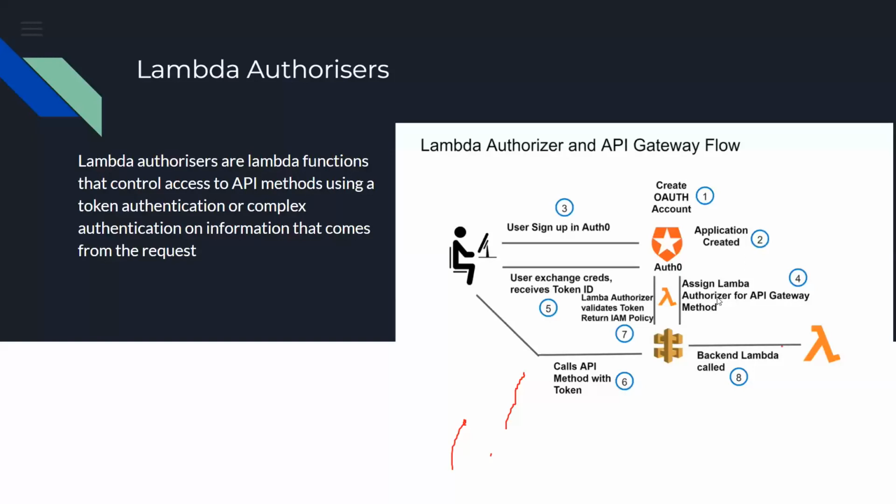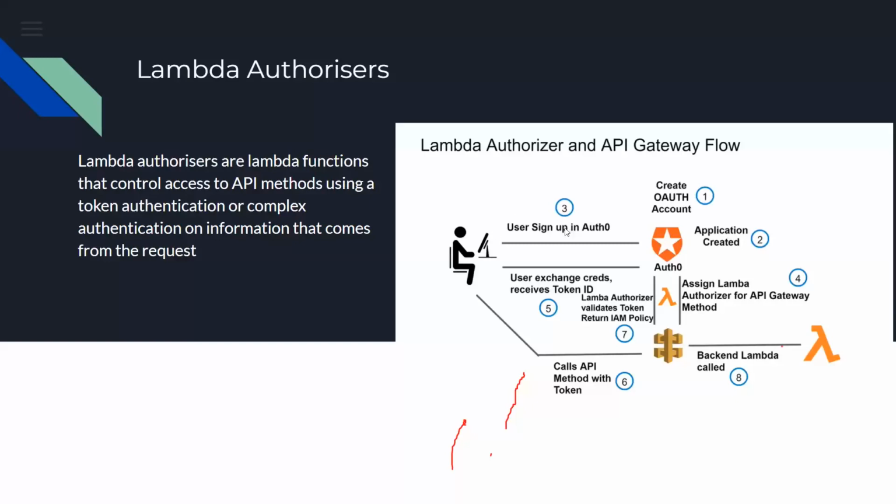When you insert the Lambda with the specification of the Lambda requirements, and this is our API Gateway, then the user will now exchange the token, just like here. After you sign in, you already have a created account, and the application is already created. You have your credentials, just like we did in IAM. The user would first of all sign in to Auth0, then the user exchanges credentials and receives a token ID.